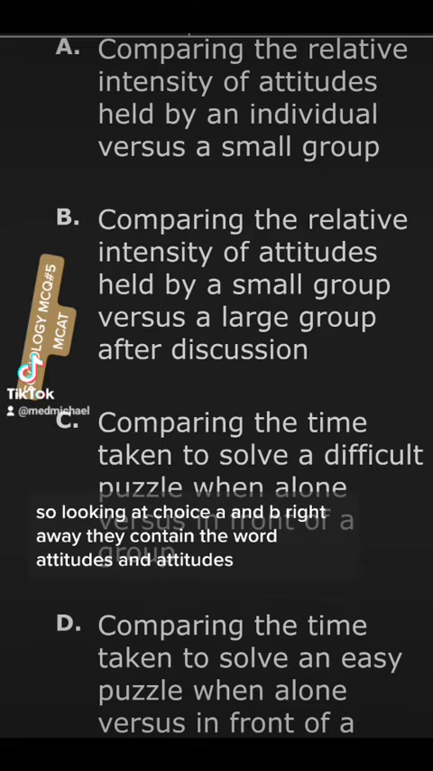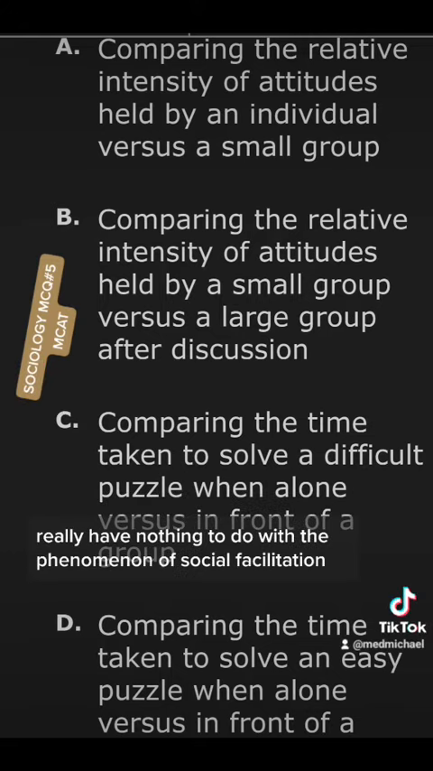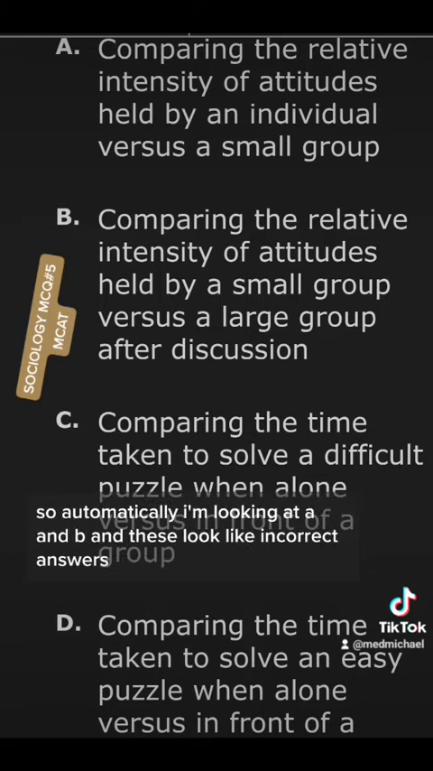So looking at choice A and B, right away they contain the word attitudes. And attitudes really have nothing to do with the phenomenon of social facilitation. So automatically I'm looking at A and B and these look like incorrect answers.